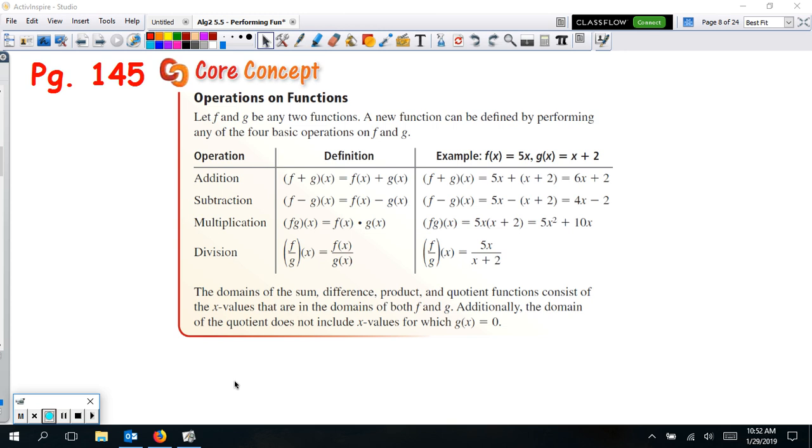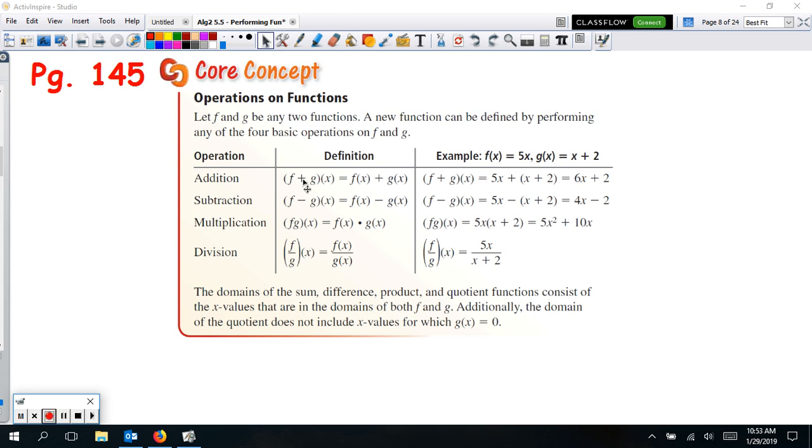Okay, so on page 145 in your notes, you want to look at this core concept with me. Specifically, what we need to see on this core concept is the notations for addition, subtraction, multiplication, and division, and how that's going to be shown to you. You're going to be given two functions. Typically, they're going to be called f and g, like f of x and g of x, as you can see here. When you're adding them, it might say f plus g of x, or maybe f of x plus g of x. This is subtraction, f minus g. F next to g right here means f times g, and f over g means f divided by g.